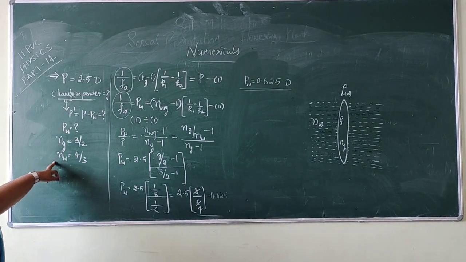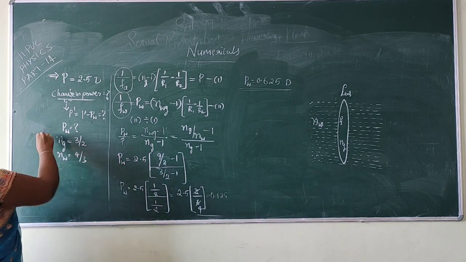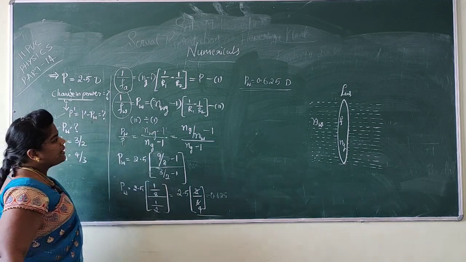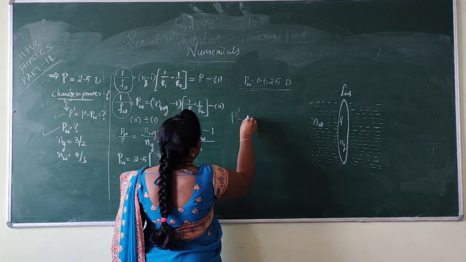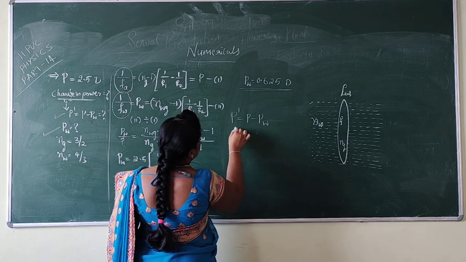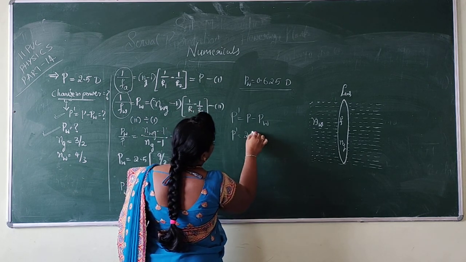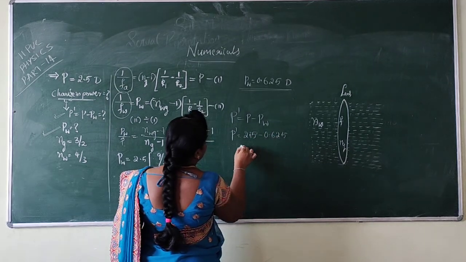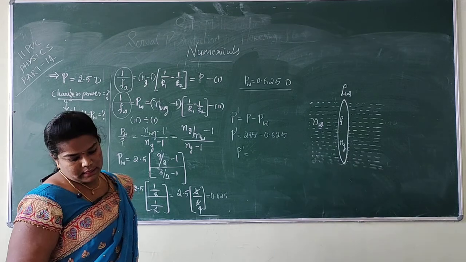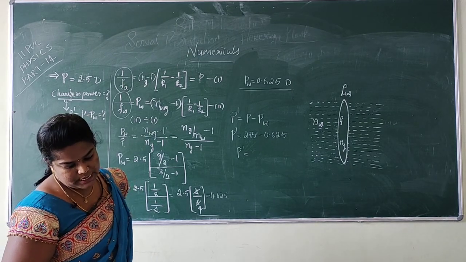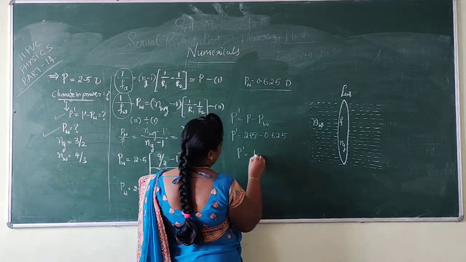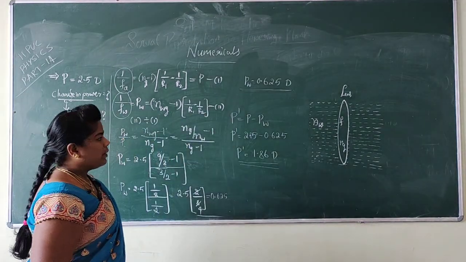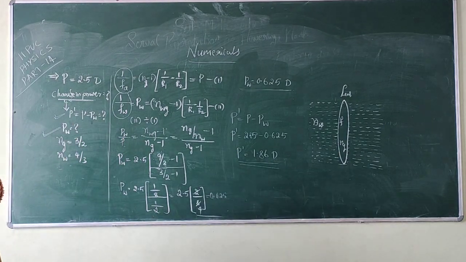Then let us move on with the calculation of the change in power. So we finally calculated PW. Then what is P dash? P dash is equal to P minus PW. What is P? 2.5 minus 0.625, right? So what is the value? Just use a calculator. You will get 2.5 minus 0.625 gives you 1.875 diopter. So this is the change in the power of a lens when it is just kept inside the water medium.